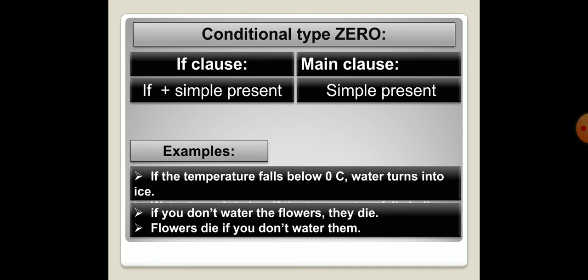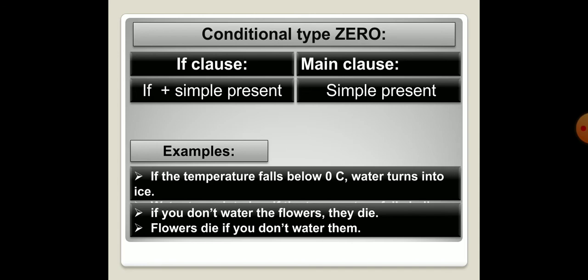You can notice in both examples that we use a comma after the if clause. If we start with the if clause, we use the comma and then we write the main clause. But if we start with the main clause, we don't use a comma. So this is something we have to notice and pay attention to.